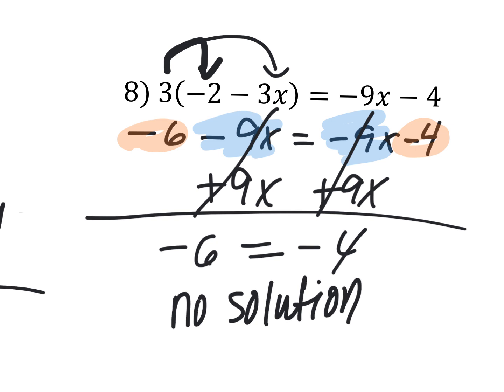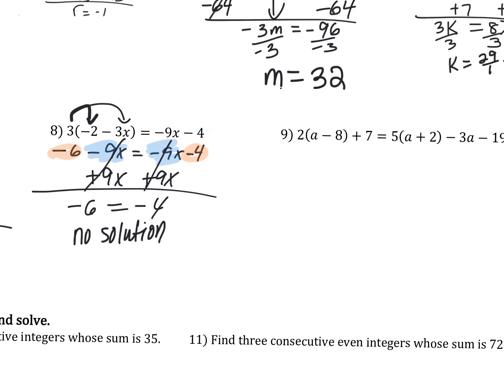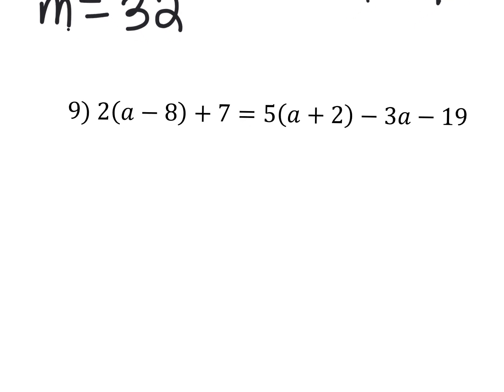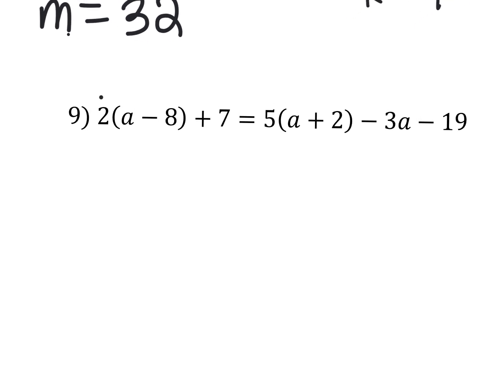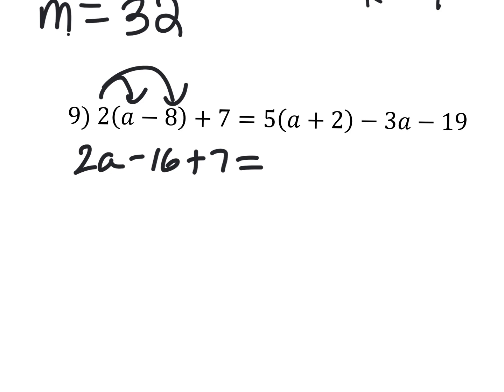Okay, so any questions about number 8? Cool. All right, we're going to go through this pretty fast. Okay, number 9. Once again, I've got distributive property to do, but I've got 2 sets of it. 2 times a is 2a. 2 times negative 8 is negative 16. That plus 7 is just sitting there waiting for something to do, so hold the phone for a minute.